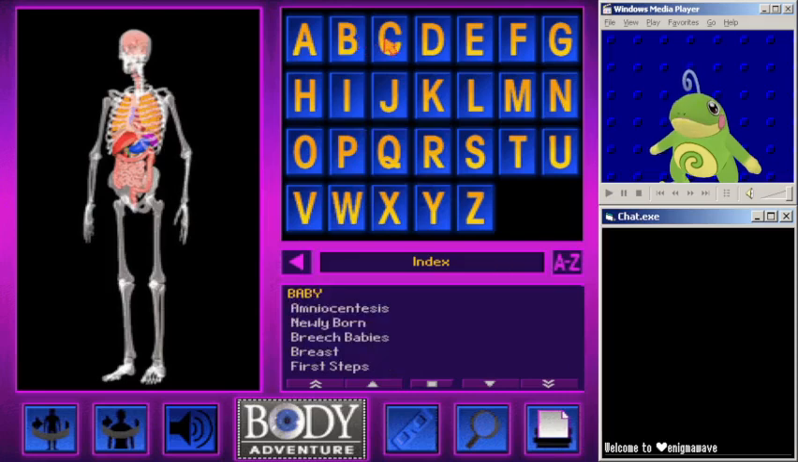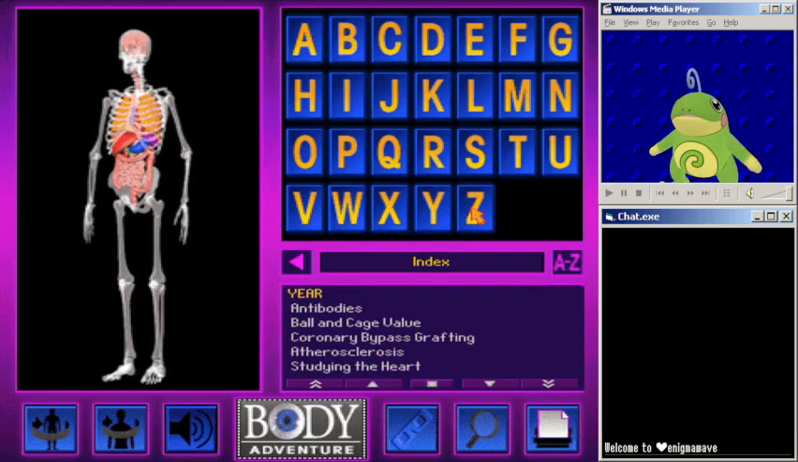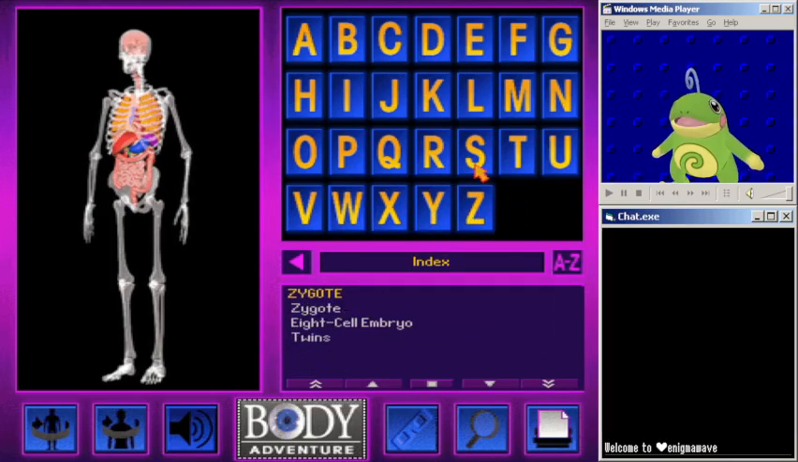A, B, C, D, E, F, G, H, I, J, K, L, M, N, O, P, Q. Yeah, that's the one I was not expecting, but it was like, well, yeah, obviously quadricep. R, S, T, U, V, W, X, Y, Z. Yep. So they do have articles for all 26 letters of the alphabet.